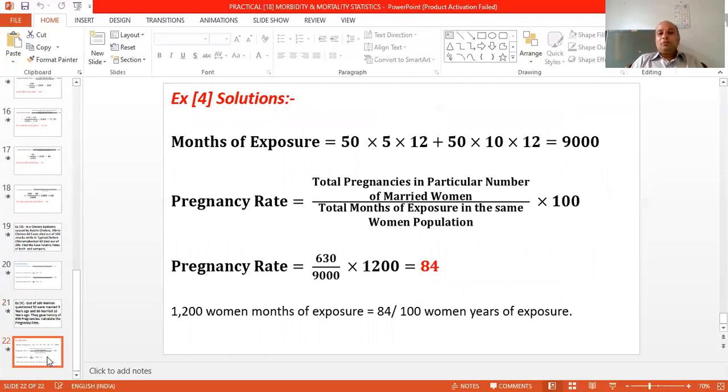Solution. Months of exposure is equal to 50 into 5 into 12 plus 50 into 10 into 12 is equal to 9,000. The pregnancy rate formula: pregnancy rate is equal to total pregnancies in a particular number of married women upon total months of exposure in the same woman population into 100. The pregnancy rate is equal to 630 upon 9,000 into 1,200 is equal to 84. That is 84 per 100 woman years of exposure, with 1,200 woman months of exposure.